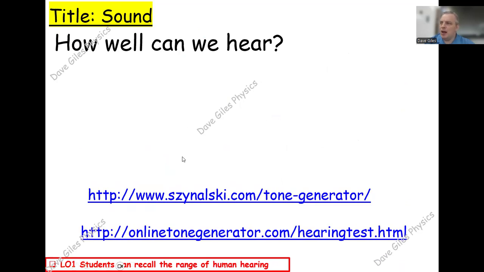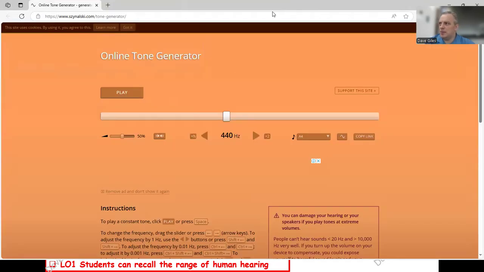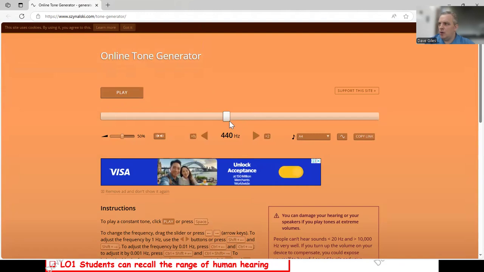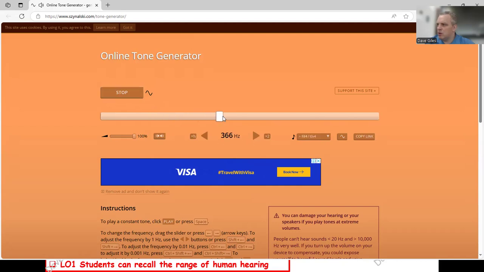So how well can we hear? I'm going to use a website which will generate a tone, so you can hear the difference between something that is low pitched and something which is high pitched. Small frequency first. Pause it for 1 second. You should be able to hear that in the video.